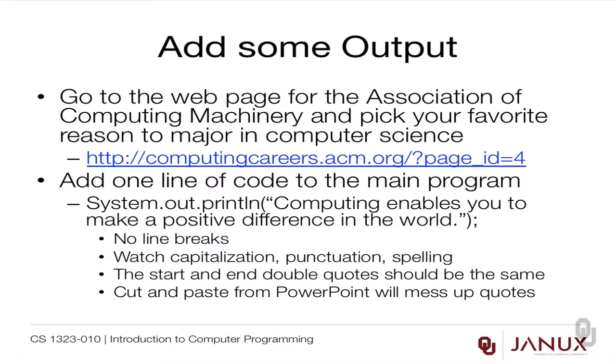Now, the next thing we're going to do is add some output. So we're going to go to the web page for the Association of Computing Machinery and pick our favorite reason to major in computer science. The Association for Computing Machinery is the professional organization that's home for people like me who are professional computer scientists. It has some wonderful resources there.